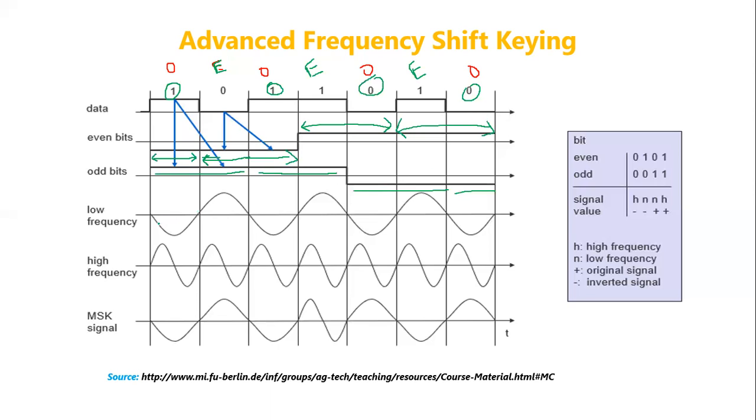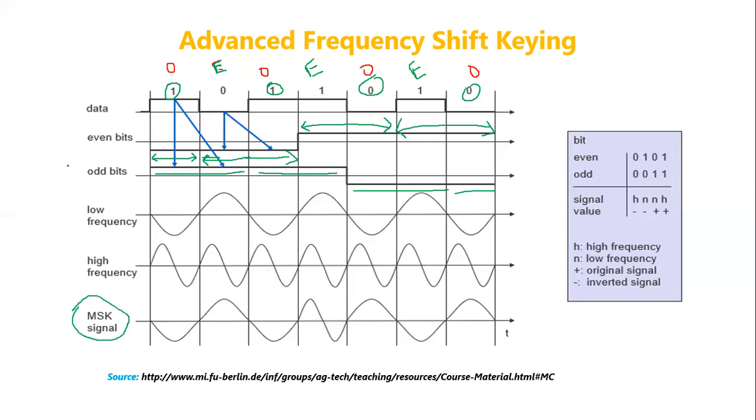As we discussed, there will be two signals with two different frequencies, one with a low frequency and the other with a high frequency. This is the low frequency signal, and this is the high frequency signal. Now let us see how minimum shift keying works.